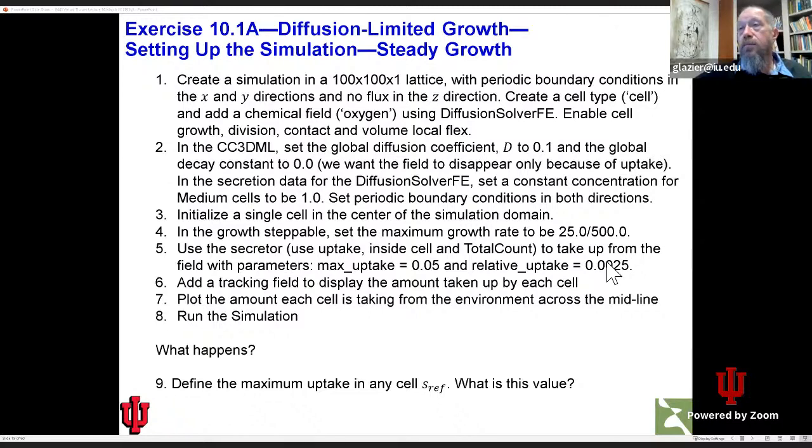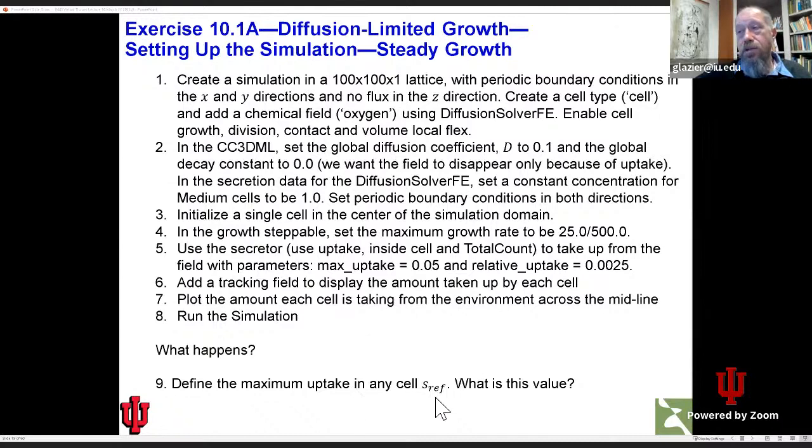And then use the secretor to take up chemical. Here I said the maximum uptake was 0.05, relative uptake was 2.5%, sorry, 0.25%. Remember, this is each time step, so you're taking this up frequently, so that's why these numbers are fairly small. Add a tracking field to display the amount taken up by each cell. If you want to use that midline plot that you've been doing, that's great. And then run the simulations.